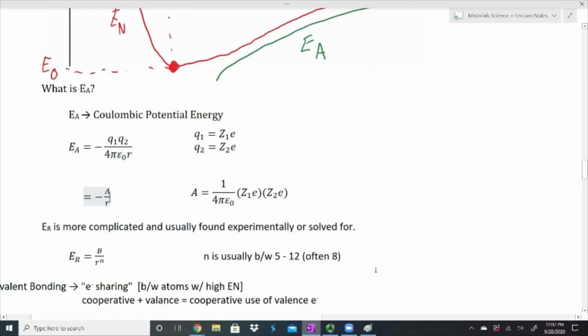ER, our repulsive energy, is much more complicated to calculate. And so what we do is we're normally going to find it experimentally, or we can solve for it.